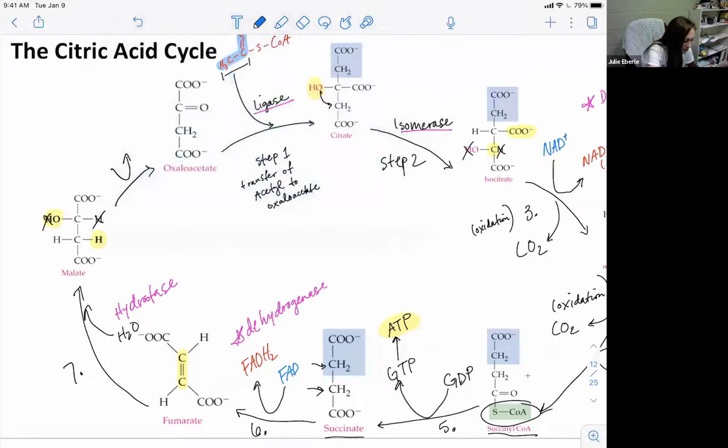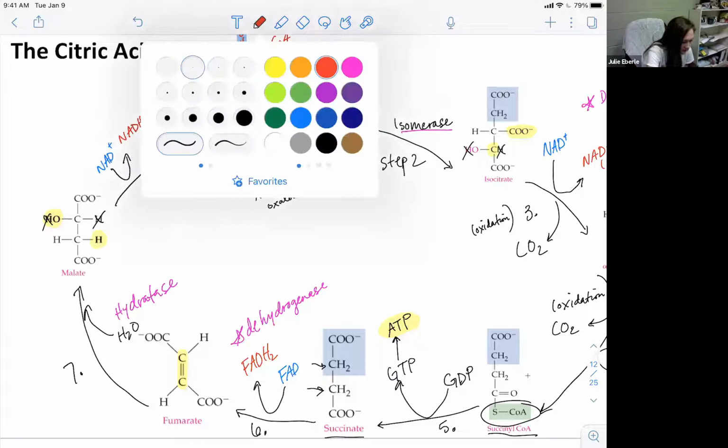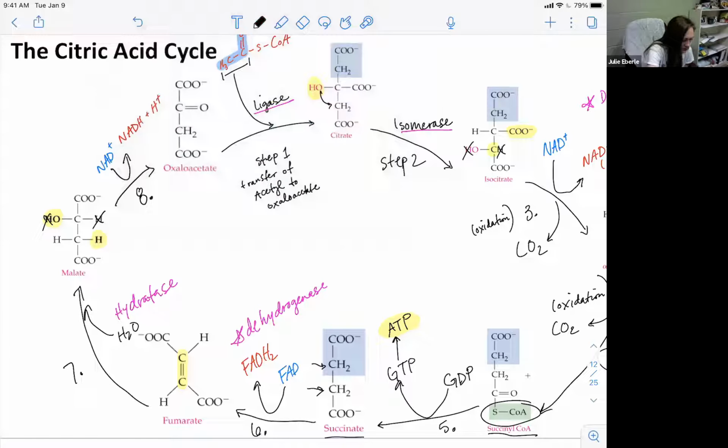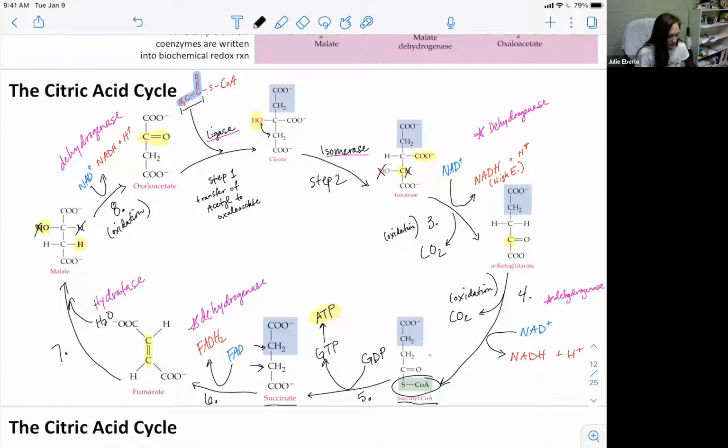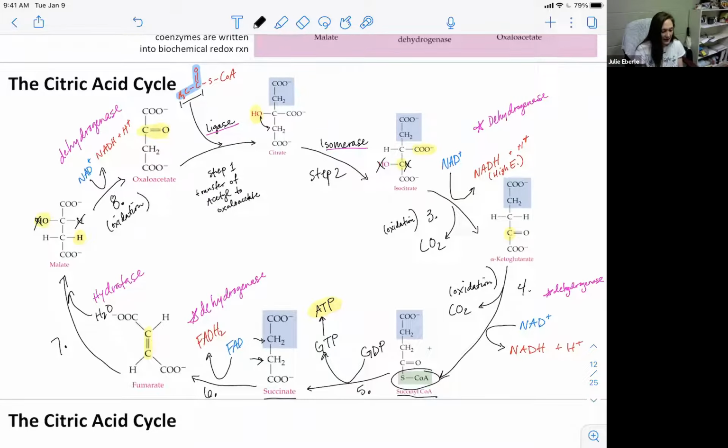So NAD plus is going to make NADH. We're going to reduce one more coenzyme. This is the last time. And this is step 8. And same enzyme, a dehydrogenase, pulling off 2 hydrogens so that you end up with this carbon double bonded to the oxygen. This is an oxidation reaction, or a redox reaction, I should say. Okay, and that is it. That is the citric acid cycle.